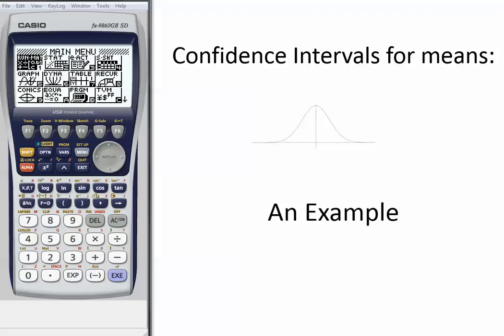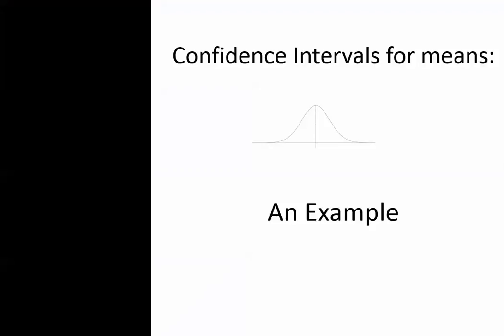So in this video, we learn how to use our graphics calculator, the Casio 9860GB, to find a confidence interval for a mean. So we look at an example.